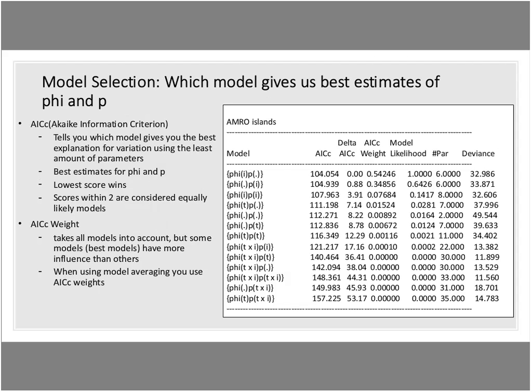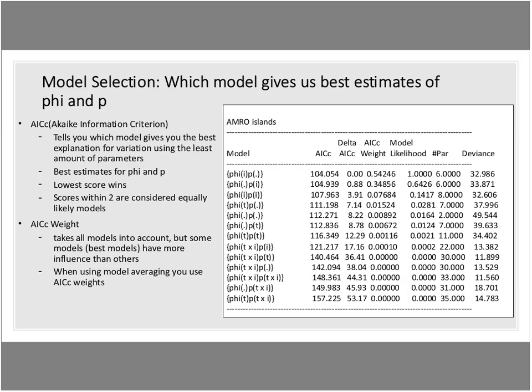So, model selection. Which model gives us the best estimates of survivorship and probability of recapture? To figure that out, we use what's called AIC, the Akaike Information Criterion. It tells you which model gives you the best explanation for variation using the least amount of parameters. So it gives you a model that best estimates survivorship and probability of recapture. With AIC, the lowest score wins. You see here that these two have the lowest score, and scores within two are considered equally likely models. So we actually ran both of these models because they're considered equally likely.